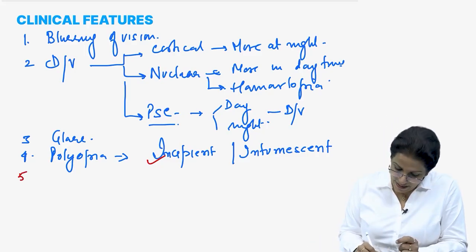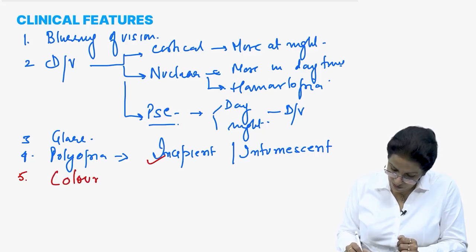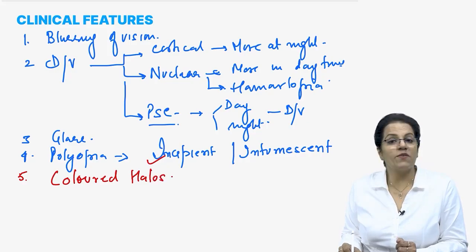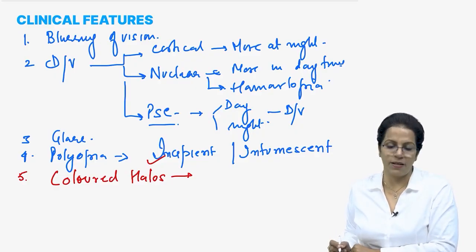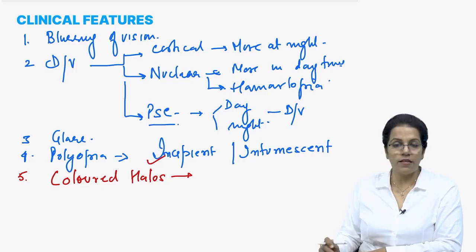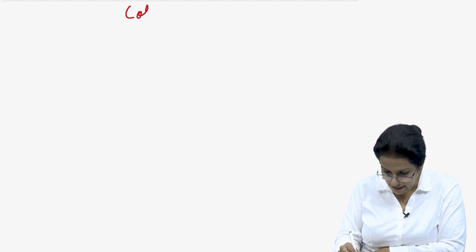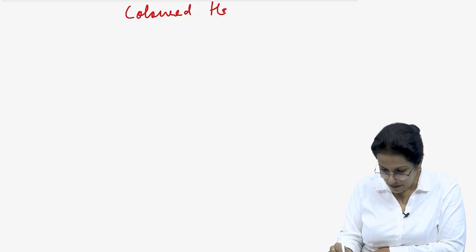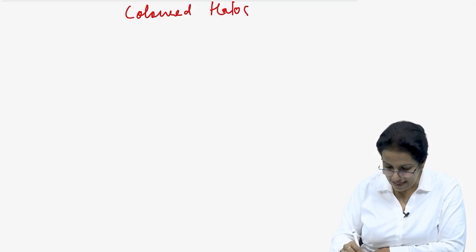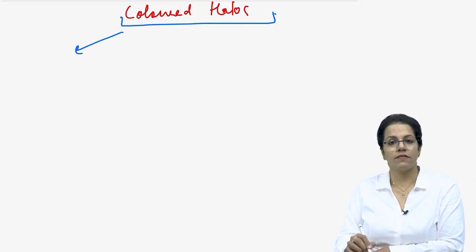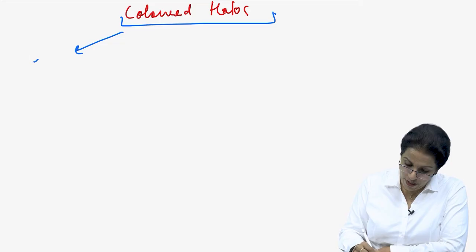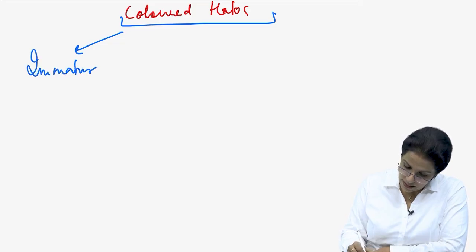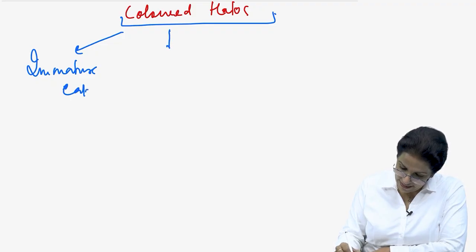And lastly, very important, asked in the exam is colored halos. Colored halos are nothing but breaking of the white light. When the patient is looking at the light, you see colored rings around the white light. This is what is colored halos. Okay, so what are the causes of colored halos? Number one is your cataract. Which cataract? Of course, I should be able to see something to appreciate the halos. So it cannot be a mature cataract. We are talking about immature cataract, right?